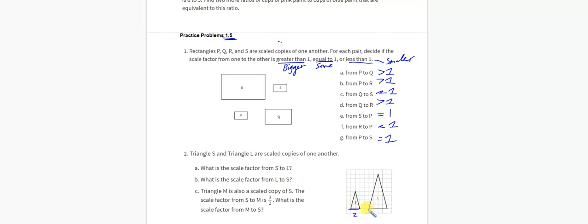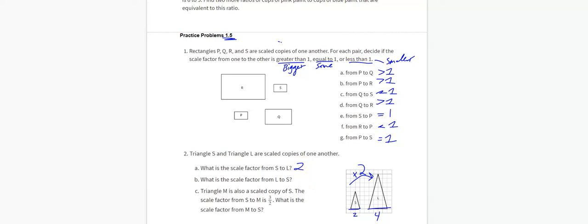This is 2. This is 4. It says they are scaled copies. So I really just need one pair of corresponding parts to get my scale factor. What is the scale factor from S to L? That is multiply by how much to get from 2 to 4? Times 2. So your scale factor is 2 going in that direction.